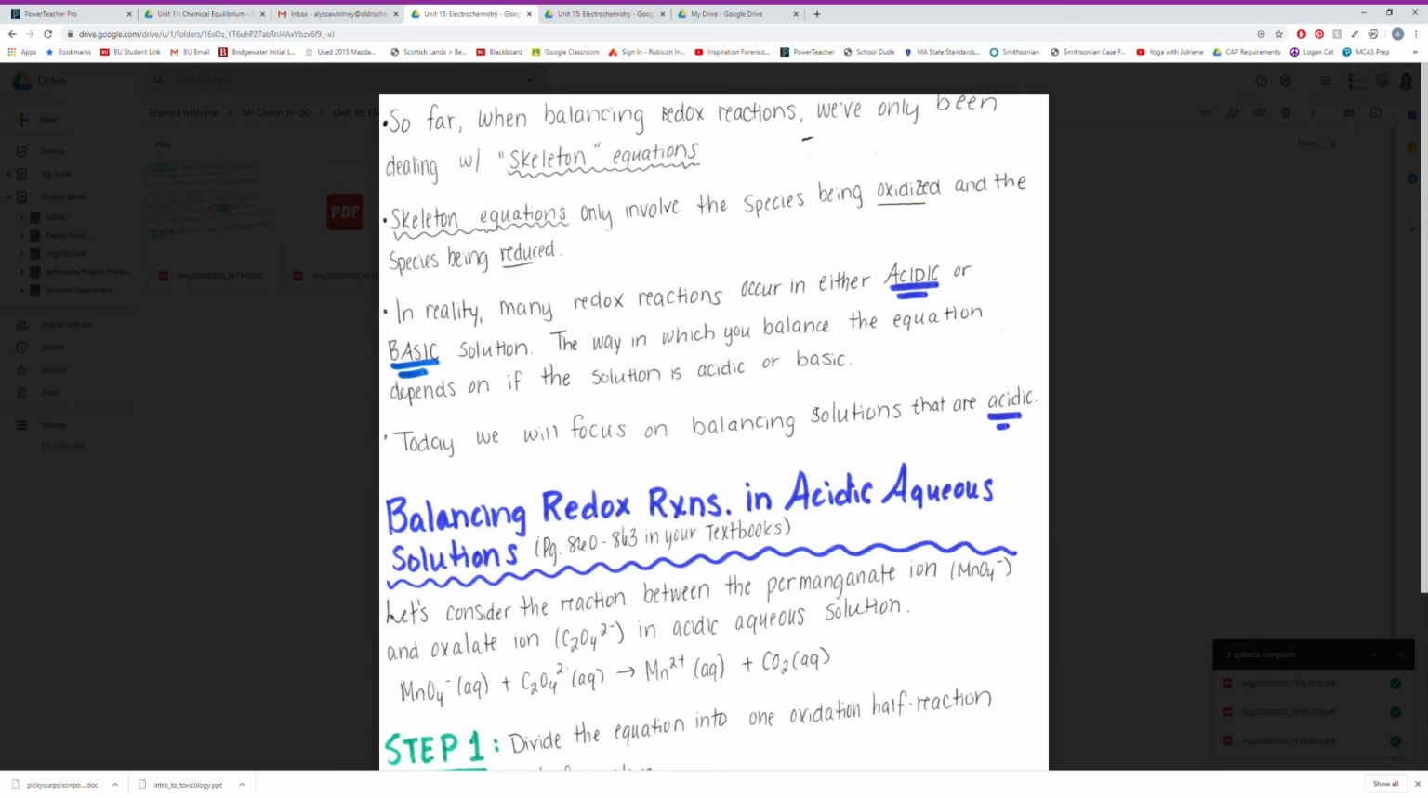Next class we'll talk about balancing them in basic solutions. It is a different process depending on if the solution is acidic or basic, so that's something that you need to pay attention to. And again, this reading is pages 860 through 863 in your textbook, but feel free to listen to me talk through it as well.